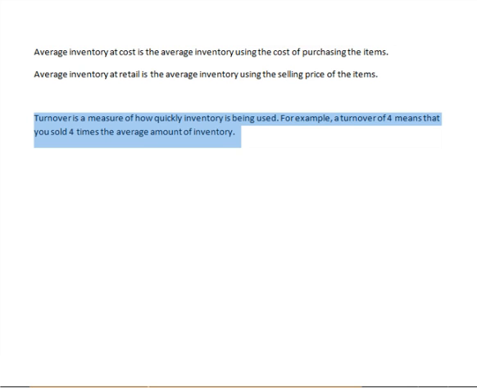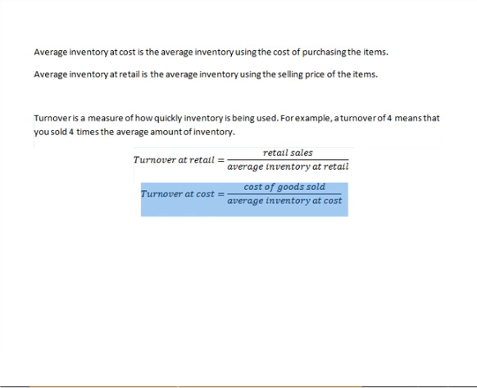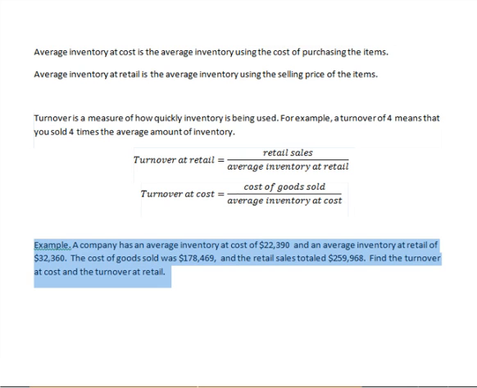So we're going to have two ways of calculating, as I mentioned. First is the turnover at retail, which will be the retail sales, so how much you sold, divided by the average inventory at retail. And the other one would be turnover at cost, which would be the cost of the goods sold, so how much you paid in total for the items that were sold, divided by the average inventory at cost. So let's look at an example.